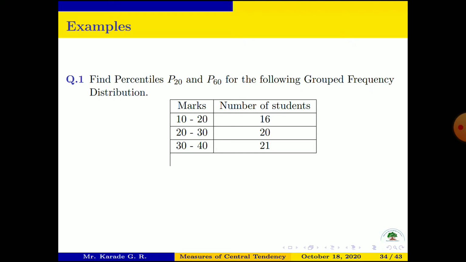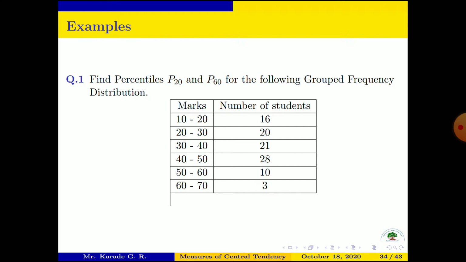In the third class, 30 to 40, there are 21 students having marks between 30 and 40. Next is the class 40 to 50, number of students are 28. Next class is 50 to 60, number of students are 10. Next class is 60 to 70, number of students are 3. Next class is 70 to 80 and number of students are 2. So this data is given to you, and we have to find the 20th percentile and 60th percentile for this grouped frequency distribution.